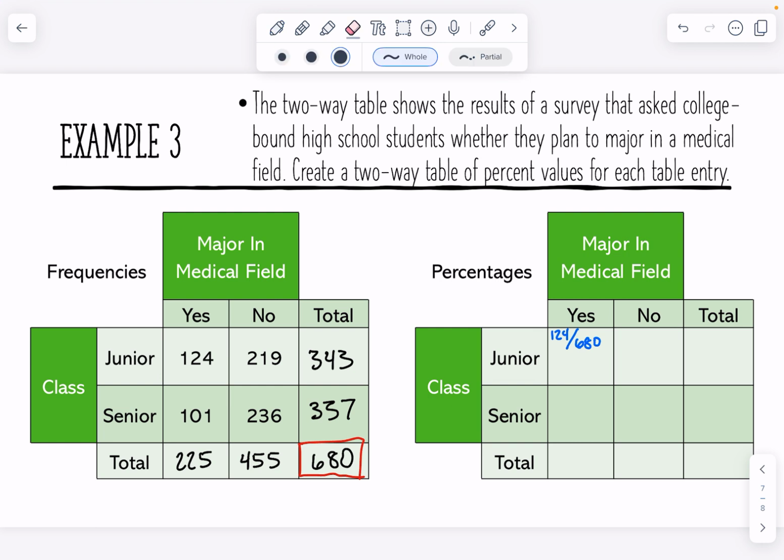0.182, which I'm going to round to 18.2%. Now I'm going to figure out the percentage of juniors that would not major in a medical field. So I'm going to take 219 and divide by 680. 219 divided by 680 is going to give me 0.322, which is 32.2%.